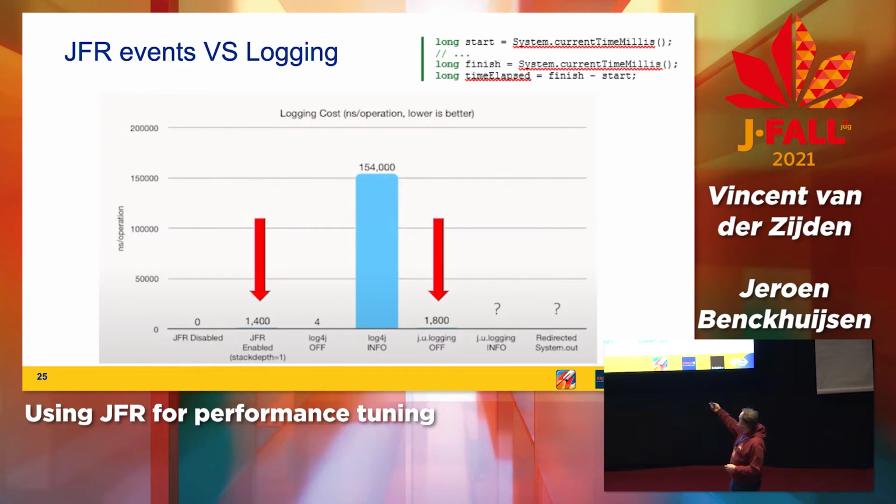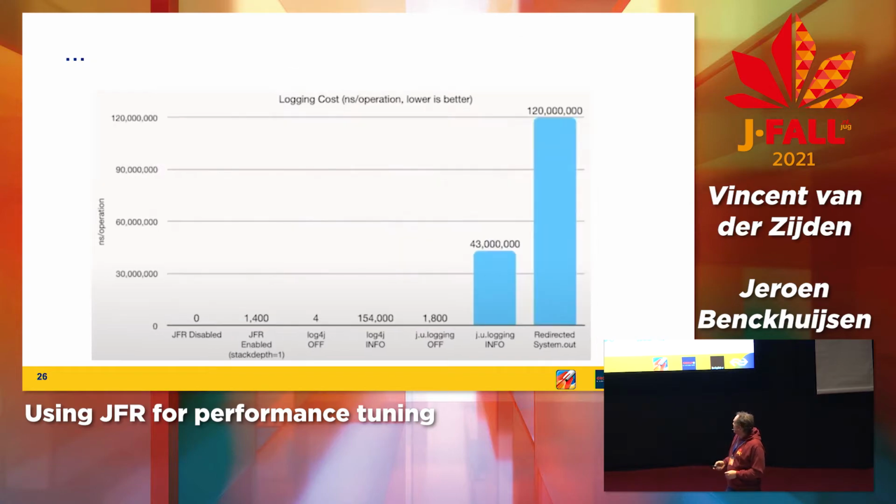On the other hand, you see the question marks at Java util logging and the redirected system out. That's because if you check the performance characteristics of those compared to JFR enabled and even log4j, they were kind of off the scale, so we had to put them in a different slide, else you couldn't see anything. Redirected system out is just insanely slow, never use it. You shouldn't be using it anyway for logging in any sense, but even Java util logging at info level is insanely slow, especially compared to JFR. It's 1,400 nanoseconds versus 43 million and 120 million. That's kind of a big change.